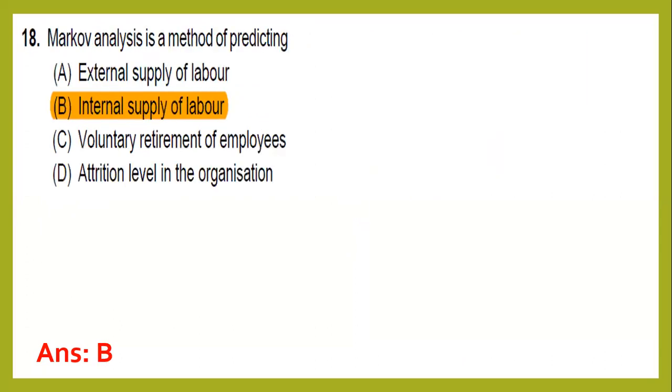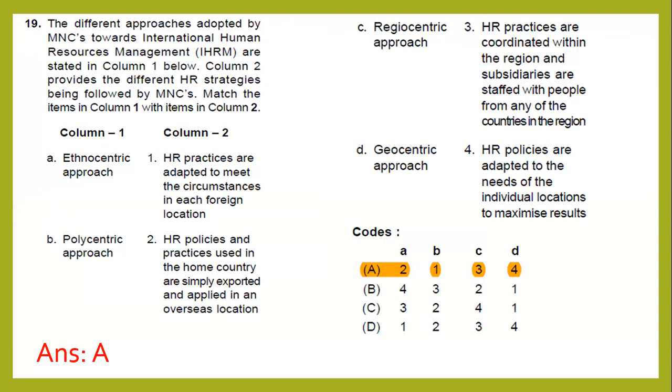So next we have 18th question. Markov analysis is a method of predicting B, internal supply of labor. So therefore, the correct option for 18th question is B, internal supply of labor. So next we go to the 19th question. The different approaches adopted by MNCs towards international human resource management or IHRM are stated in column 1 below.